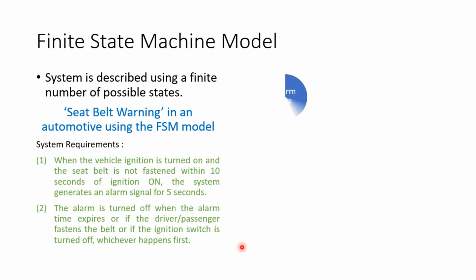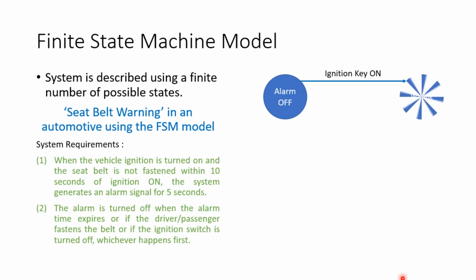So let us see how to draw that. I have this alarm off state initially. When the vehicle ignition is turned on, I will enter into the waiting state. In the sense, the timer starts running. So I call this the waiting period, waiting state. During this waiting state, the 10 seconds is running. During these 10 seconds, a few things can happen, right? One is he can turn off the ignition, he can put on the seat belt, or the timer can expire. The latter thing is the timer expiring.